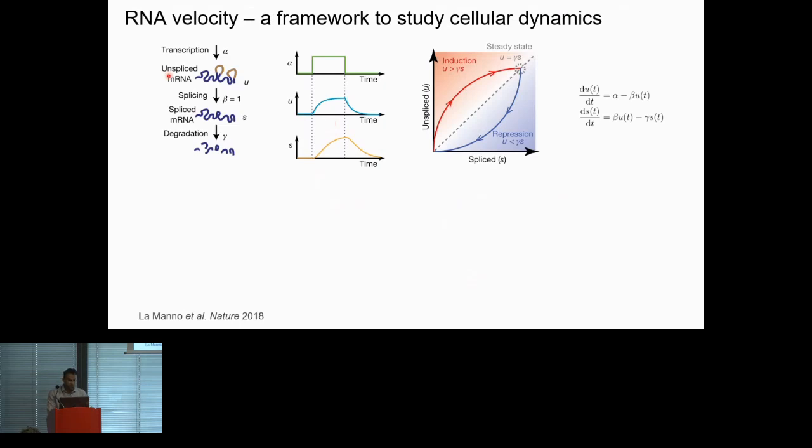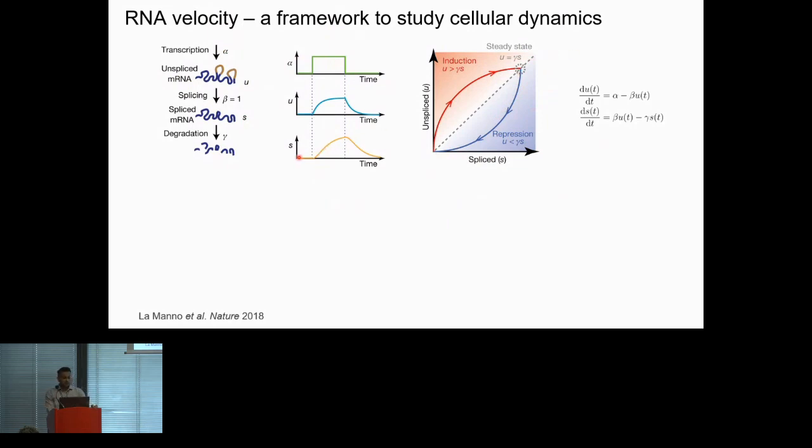So to do that, I'm going to introduce RNA velocity as a framework to study cellular dynamics. So we all know the steps involved in transcription. You first make unspliced RNA, you remove the introns, you get spliced RNA. This is what codes for the proteins. And then once the gene is no longer needed, it gets degraded. This is the same dynamics in a graphical form, so I'm not going to go through this. You can also plot this spliced and unspliced on a phase diagram. And you can see that the gene would follow this trajectory. This is the on phase of the gene, and this is the off phase of the gene. And this is the steady state.